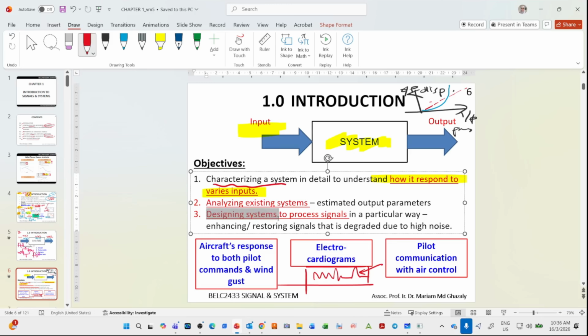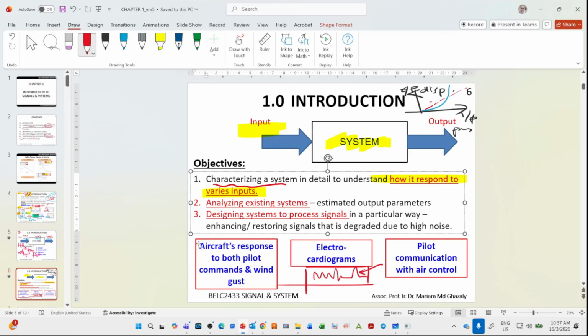The third one is designing a system to process a signal in a particular way. For example, in a pneumatic system, I attach an ultrasonic sensor to detect displacement. The ultrasonic sensor might have noise. So you want to see how to enhance or restore the signal that is degraded due to noise. This is where you design the system to process the current signal that you get.